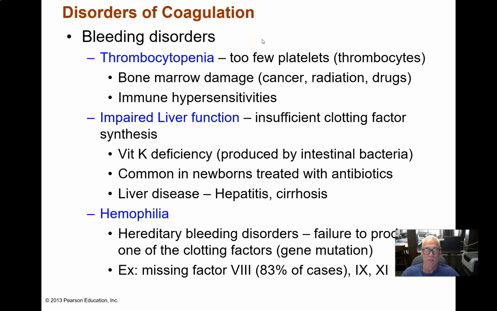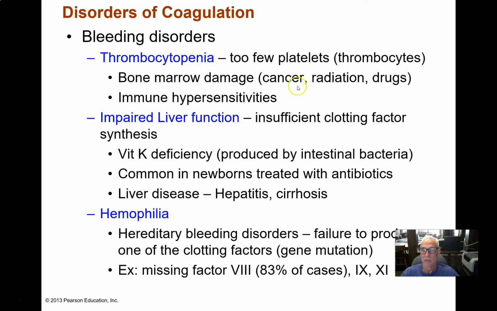How about bleeding disorders? The opposite problem. Instead of coagulation, thrombus formation, we have uncontrolled bleeding. Thrombocytopenia, not enough platelets. Thrombocytes, clotting cells, are called platelets, and if they're insufficient in numbers, we're going to have bleeding. They're the activators of the intrinsic pathway of coagulation, and they're very important in the context of hemostasis.